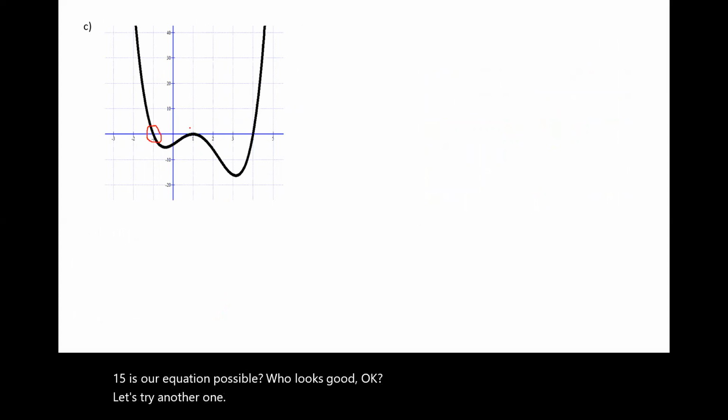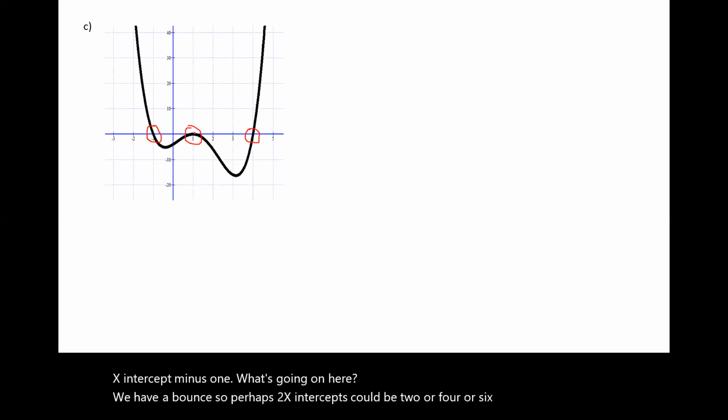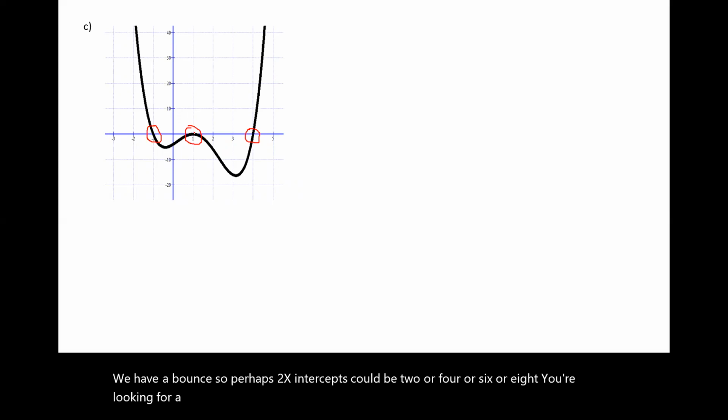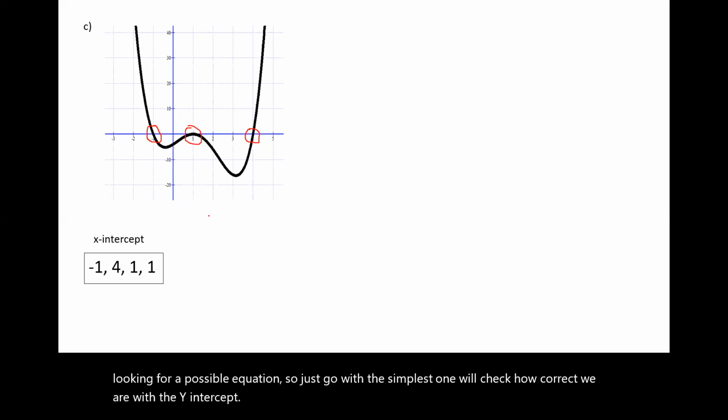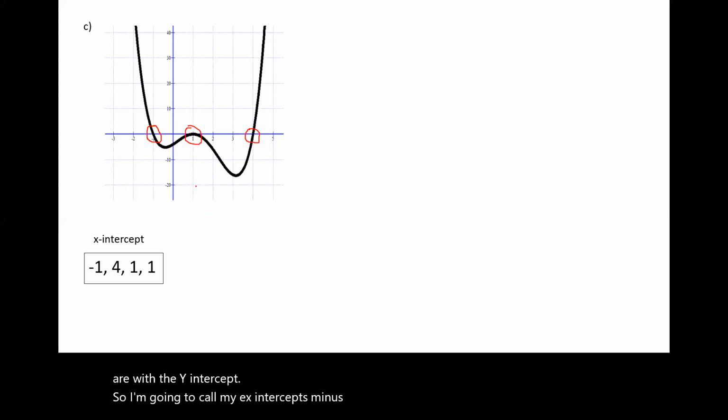X-intercept -1. What's going on here? We have a bounce, so perhaps 2 x-intercepts. Could be 2 or 4 or 6 or 8. You're looking for a possible equation, so just go with the simplest one. We'll check how correct we are with the y-intercept. So I'm going to call my x-intercepts -1, 4, and 1 twice to give us the bounce.